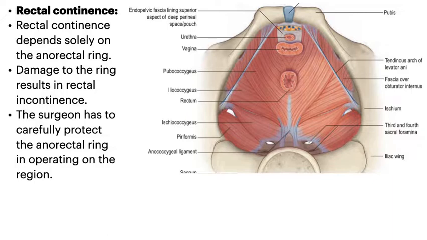Coming to rectal incontinence, it depends solely on the anorectal ring, okay, and damage to this anorectal ring results in rectal incontinence, and the surgeon therefore has to carefully protect this ring in order to operate on this region. So that's about the rectum. Next we shall cover the anal canal.